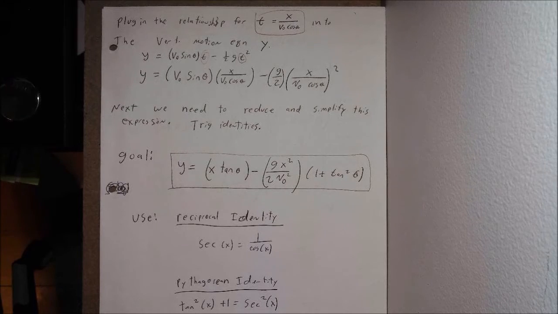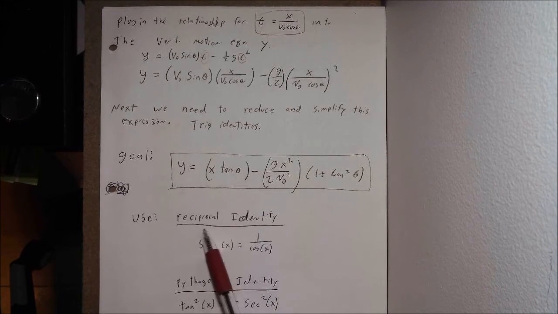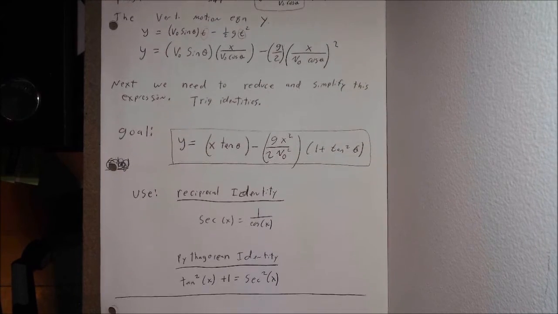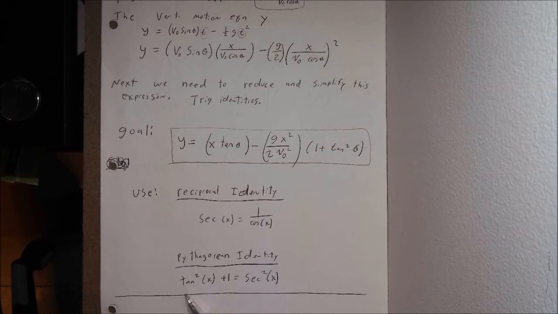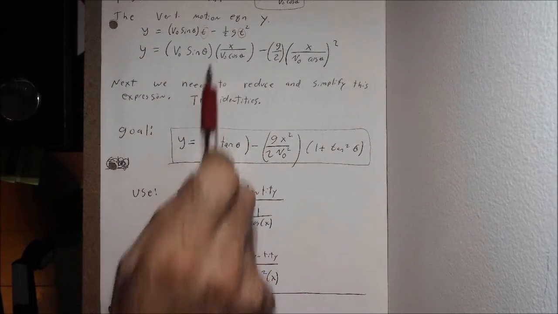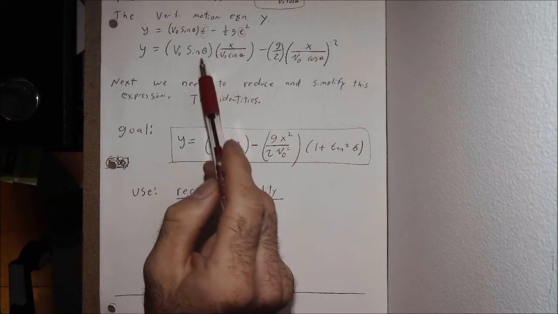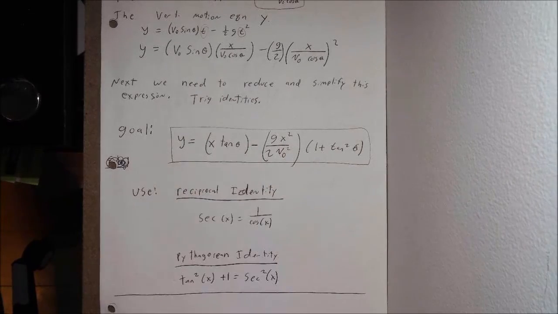So what we're going to use are our trig identities: our reciprocal identity, which we recall is the secant of x is equal to 1 over the cosine of x, and our Pythagorean identity, which says that tangent squared of x plus 1 is equal to secant squared of x. So we need to get from this expression to this expression here. First, I want to combine a couple things together to simplify this down.